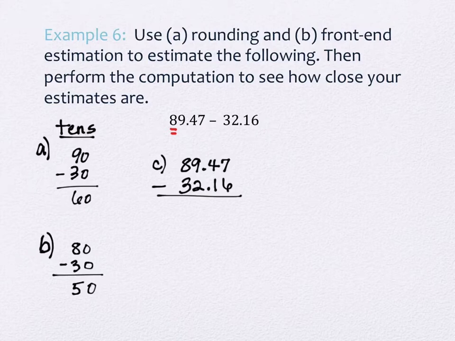Yeah, the first on the far right, 7 minus 6 would be 1. And then 4 minus 1 is 3. And bring down my decimal point. 9 minus 2 is 7, and 8 minus 3 would be 5. 57.31. It may be tempting, because it looks like money, to put a money sign on, but there's no dollar amount actually here, so we're good. That was simply part C.